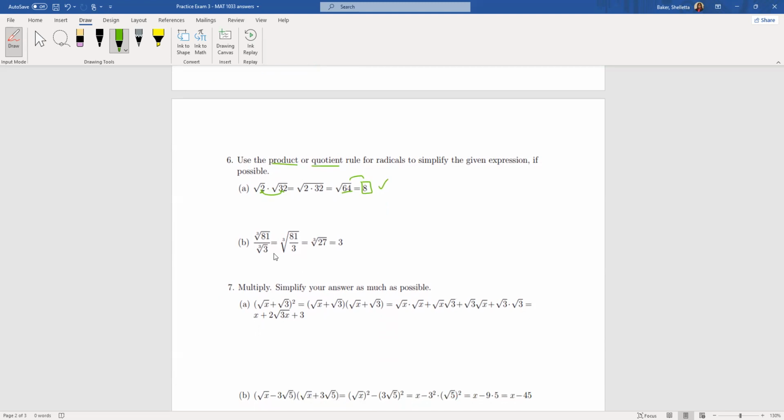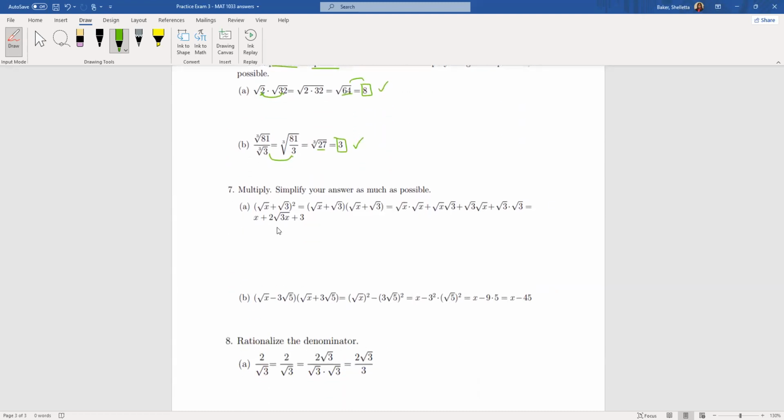For letter B, the cube root of 81 over 3, we can rewrite this as a fraction. 81 divided by 3 gives us 27, and 27 is a perfect cube number. The cube root of 27 is 3. This is our answer.